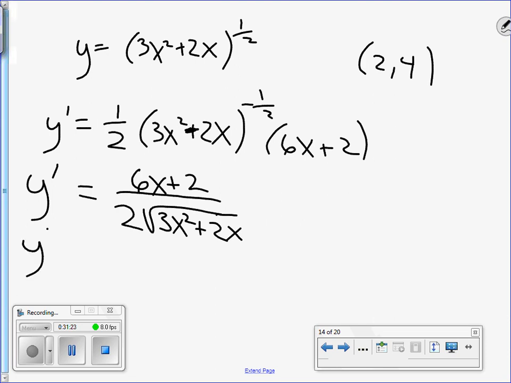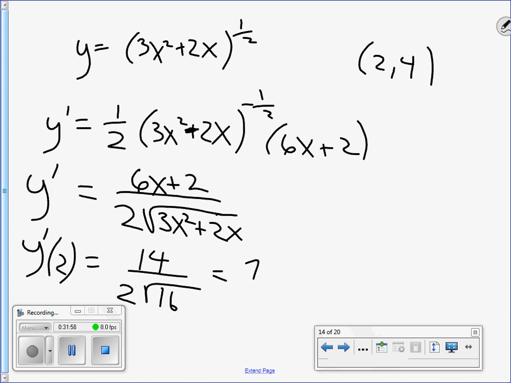Okay, so let's plug in the 2. I'm plugging the 2 in. If you plug 2 into the numerator, what do you get? Okay, so 14 over 2 radical 12 plus square root of 16. That's 8. So we have 7 over 4. Okay, so we have 7 fourths.